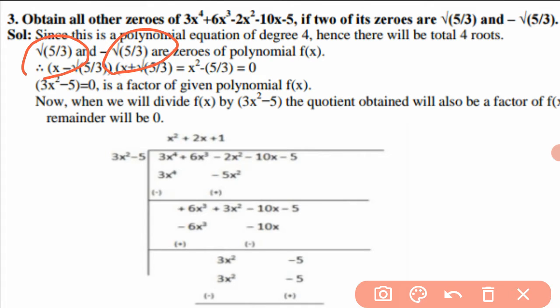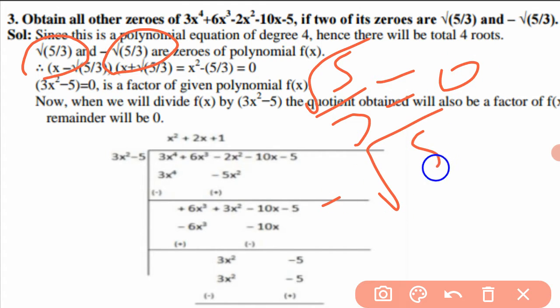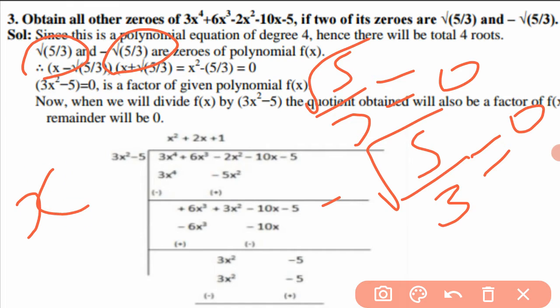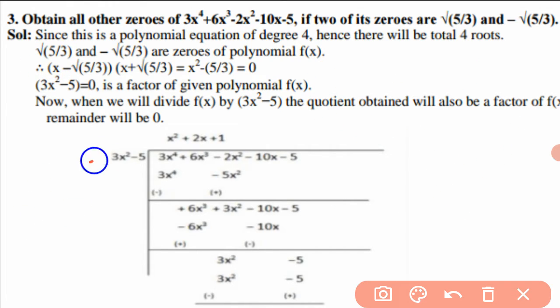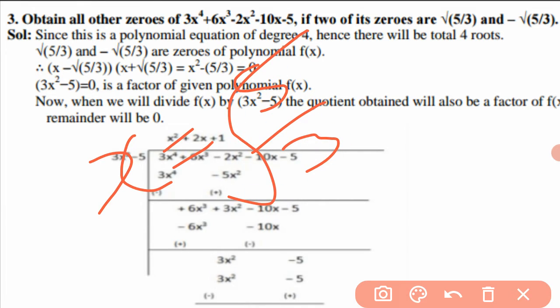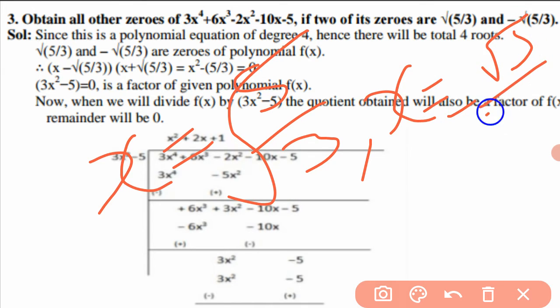So multiplying it, or first we can take that they are equal to 0, meaning x equals under root 5 upon 3 and minus under root 5 upon 3 also equals 0. So by subtracting and squaring, we can take it that first x equals under root 5 upon 3 and another x equals minus under root 5 upon 3.